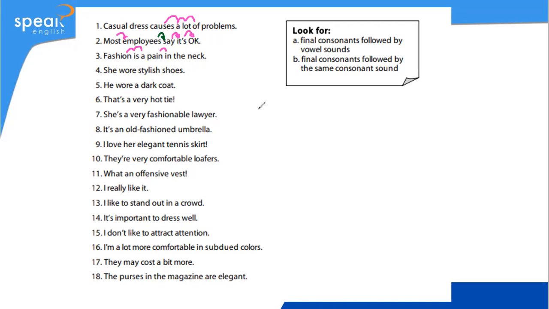Number four. Where do we connect consonant plus vowel? Is it possible or not? Maybe not. Where do we have the same sound or a similar sound? Stylish shoes. Exactly, that was perfect. Okay, so can you read the whole sentence? She wore stylish shoes. Great. Do you hear that? Stylish shoes. You see? Very good.